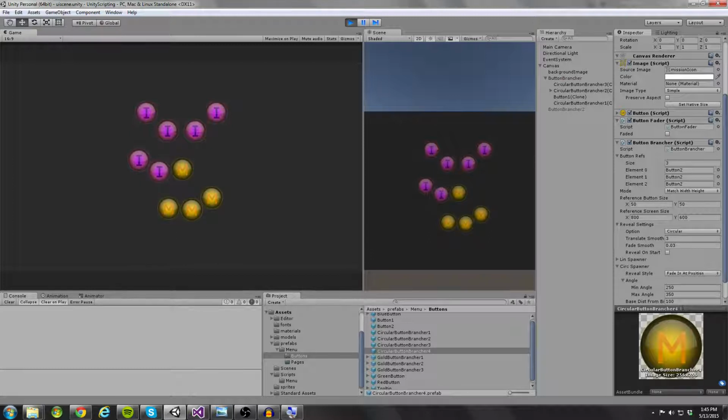These are going to be our circular spawners where we have the buttons spawning out evenly distributed around this circle, this imaginary circle that is around our button brancher. And we'll be able to set certain distances from the button brancher that we want the buttons to spawn at. Alright, so we're going to cover two animations in one video. Let's go ahead and get started to see how we're going to do this.